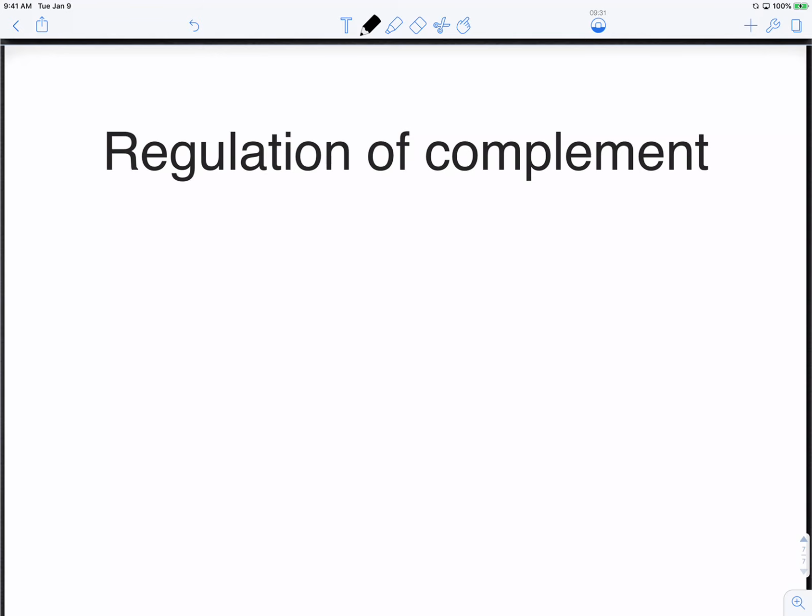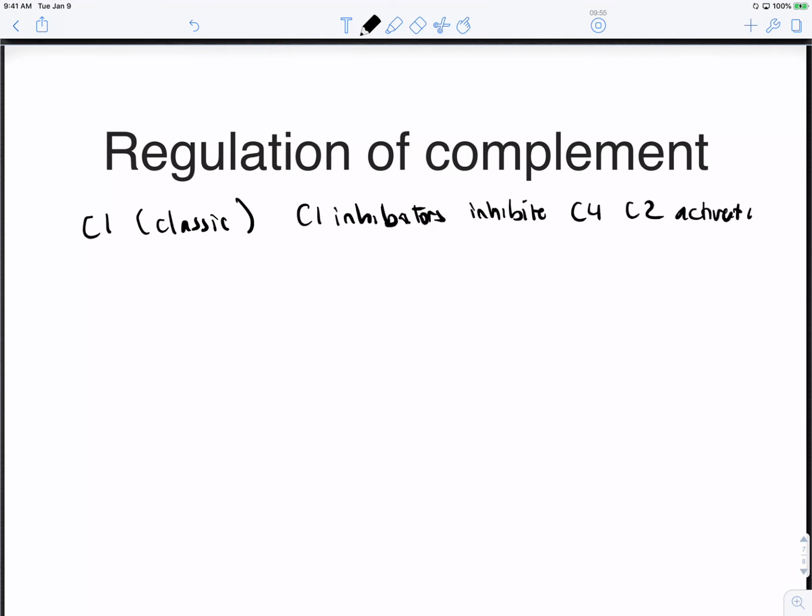Regulation can occur at the level of C1, so this is within the classic pathway. And so you have C1 inhibitors. And this is, of course, going to inhibit C4 and C2 activation. And so everything downstream of this, which includes the C5a, C3a, etc., will be inhibited.